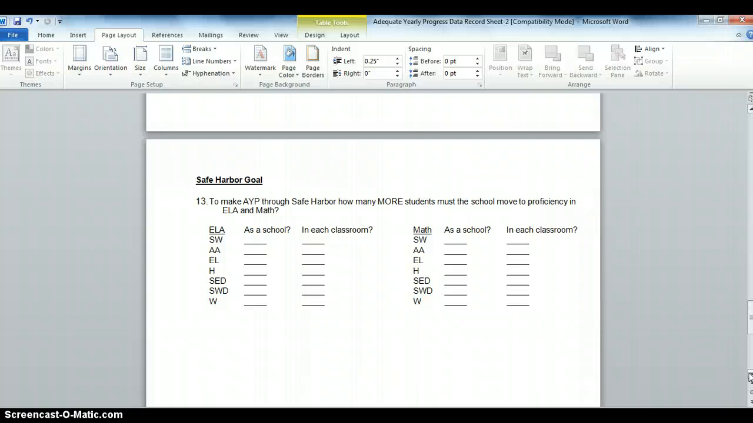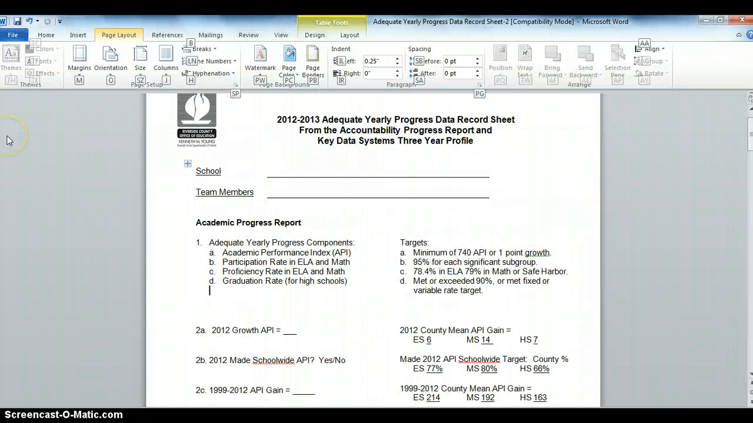Finally, we'll look at safe harbor goals and what it takes for your school to make its safe harbor goals. Okay, I have scrolled back to the top of the document, and you'll see at the very top Academic Progress Report, and then where it says Adequate Yearly Progress Components. Adequate Yearly Progress is made up of 4 components. The first is the API, and the benchmark for the API is that your school scores a minimum of 740 or scores 1 point in growth. We'll show you in a second where you can locate that.